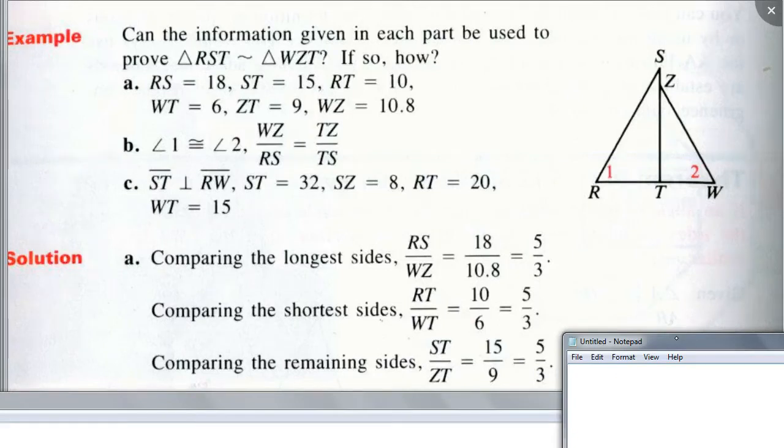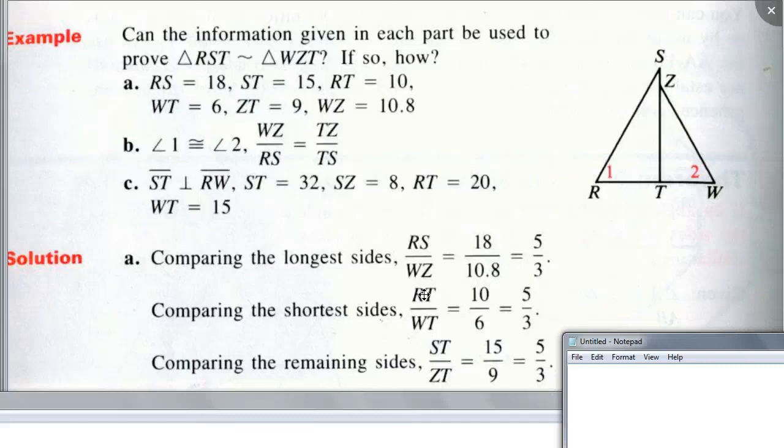Try B now. What if I told you angle 1 is congruent to angle 2, and WZ over RS equals TZ over TS? Go ahead, everybody think about this. Can we say for sure that these two triangles are similar? How many people think that, yes, these two triangles are similar with the given information in B only? Okay, that's not all of you. What about who say, no, they're not similar? Wait, isn't B similar because of the side-angle-side similarity theorem? No, it's not. They're not similar.